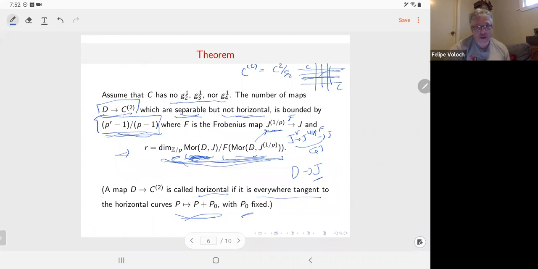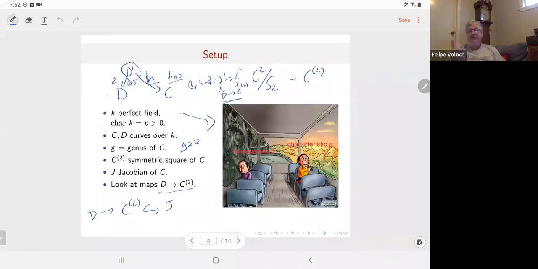Is there another question in the chat? Let me see. Eduardo is asking if I'm counting maps from D prime to C. No, because D prime is not fixed. In this diagram, I'm allowing D prime to vary, as long as D prime is a double cover of D. So I'm counting all the double covers of D that have a separable map to C. So it's stronger than counting the maps to D.